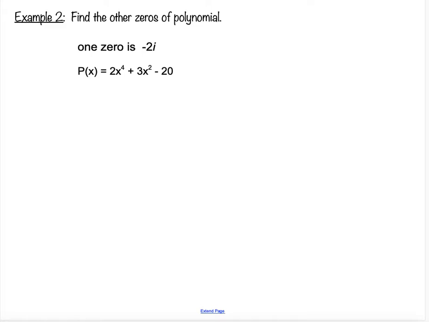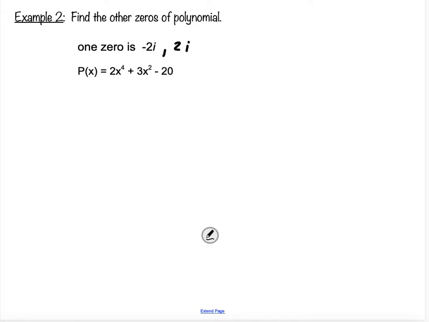All right, so this one here says to find the other zeros. So one zero there is a negative 2i. It says it's a polynomial, so we're going to assume it has real coefficients unless it tells us otherwise. And so the other one is going to be a 2i. So let's go ahead now and figure out what the quadratic would be with that.